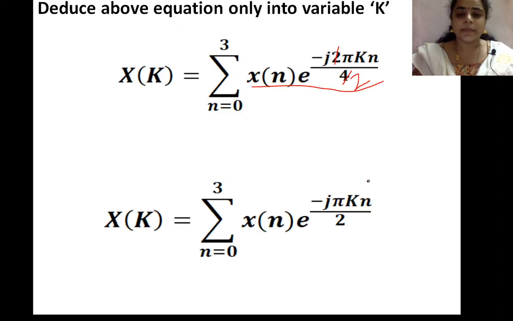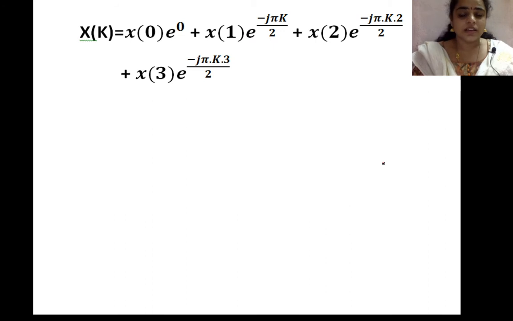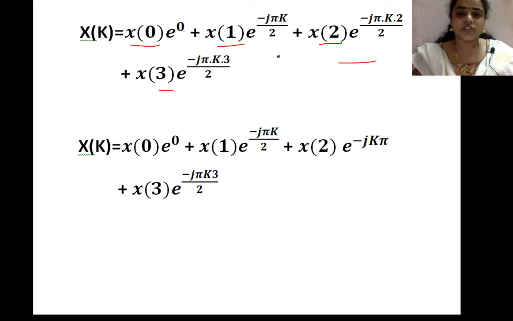Now expand the summation. We have eliminated capital N in this step by substituting the capital N value in n minus 1 and in the exponent. Now we are eliminating the summation by substituting the small n values: n equal to 0, n equal to 1, n equal to 2, n equal to 3, respectively in e power minus j 2 pi n k by 4. Hence this equation is reduced to this one.